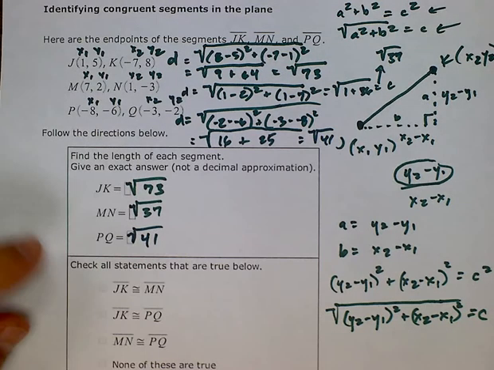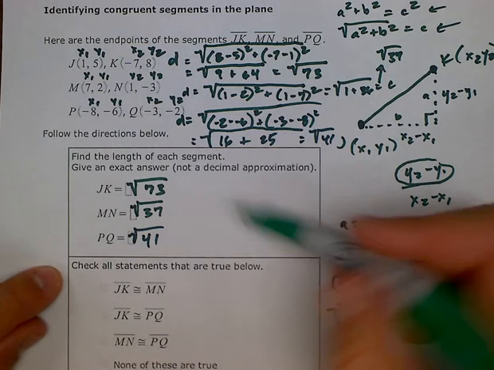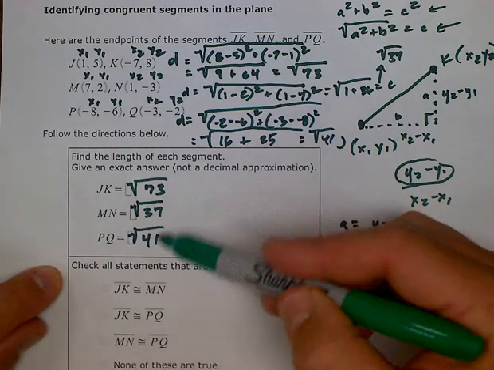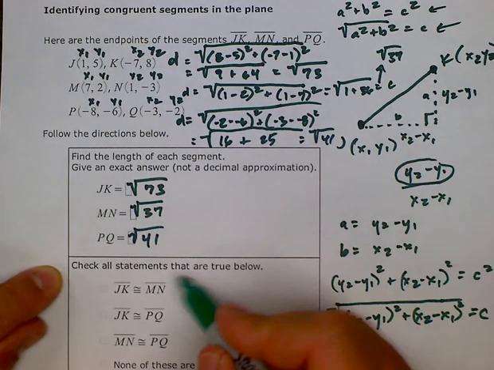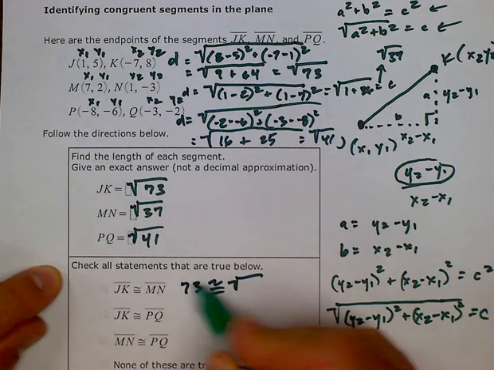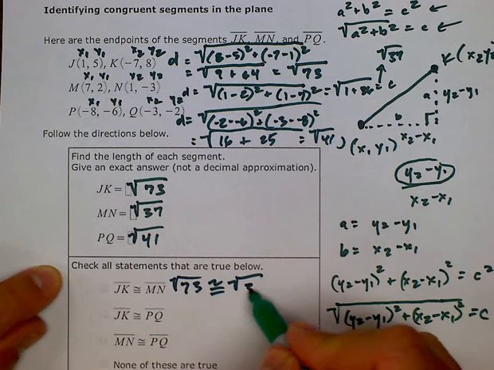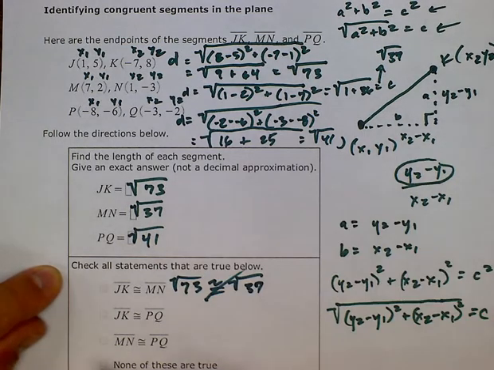And then it says, check all the statements that are true below. Well, are any of these the same? No, JK is not congruent to, this would be 73. Is it congruent to the square root of 37? No, that's not true. And none of them are equal, so none of these are true.